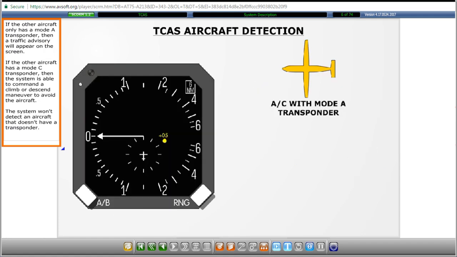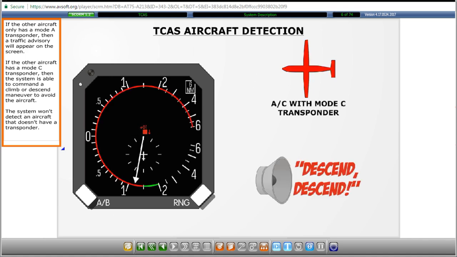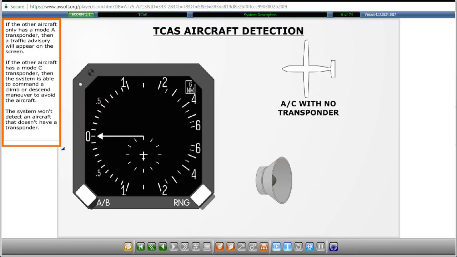If the other aircraft only has a Mode A transponder, then a traffic advisory will appear on the screen. If the other aircraft has a Mode C transponder, then the system is able to command a climb or descend maneuver to avoid the aircraft. The system won't detect an aircraft that doesn't have a transponder.